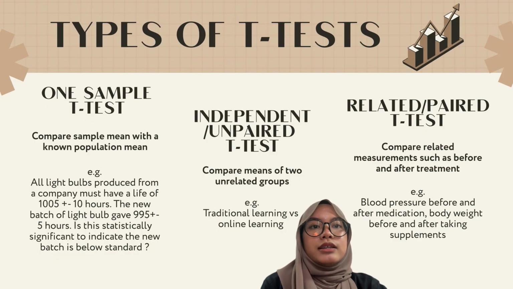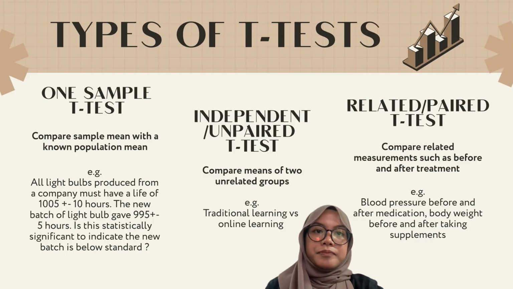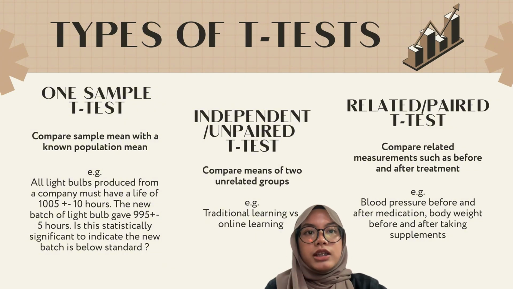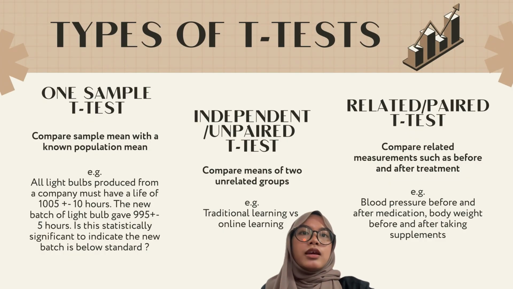Next is the independent or unpaired t-test. This test is used to compare the means of two unrelated or independent groups. For example, we may want to compare students who learn through traditional learning with those who learn through online learning. Since the individuals in both groups are different and unrelated, these groups are considered independent. Therefore, an independent t-test is used to determine whether there is a significant difference between the mean scores of the two groups.